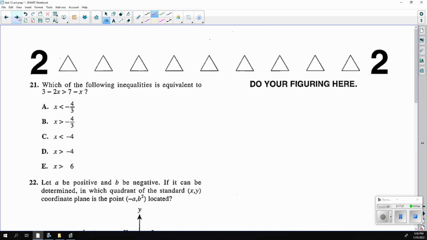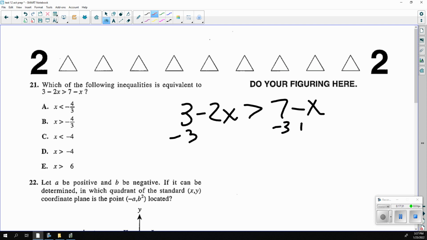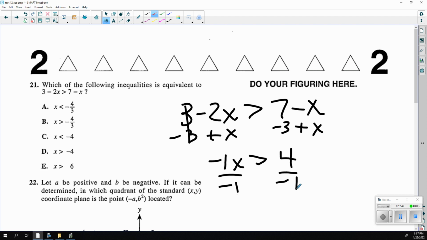Careful here, when you divide by a negative, like here, I would subtract the 3 and add x. So this is gone, and I get negative 1x is greater than 4. When I divide by negative 1, I always circle this because I have to switch the arrow, and x is less than negative 4.